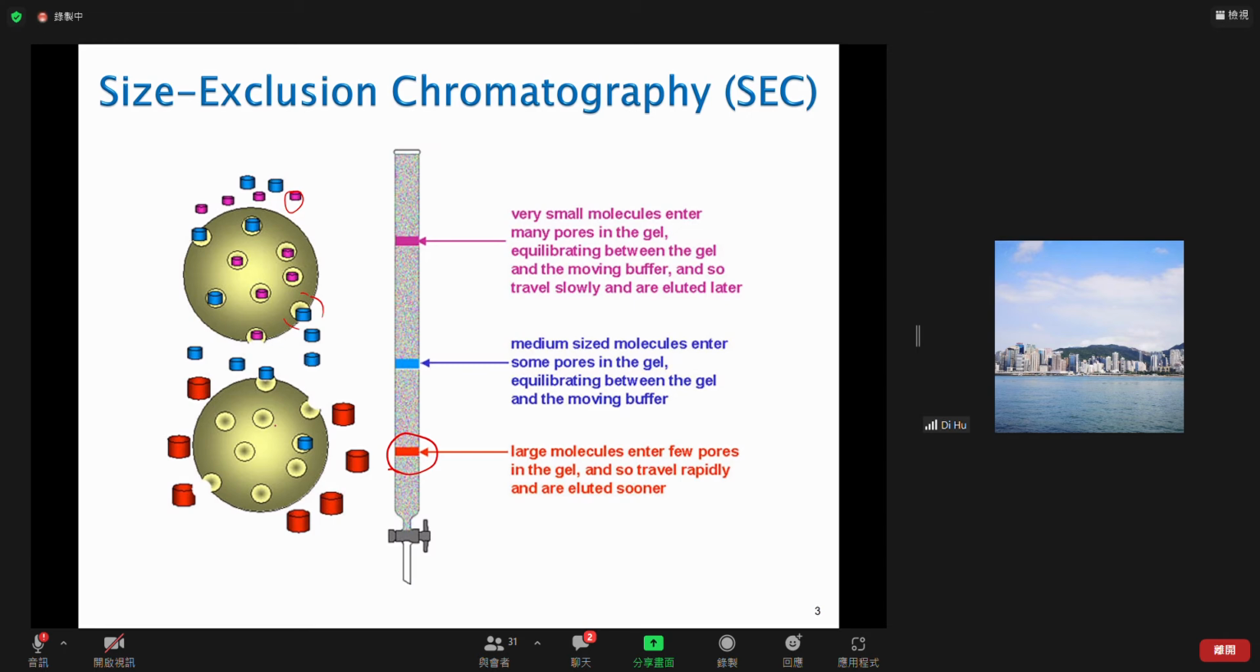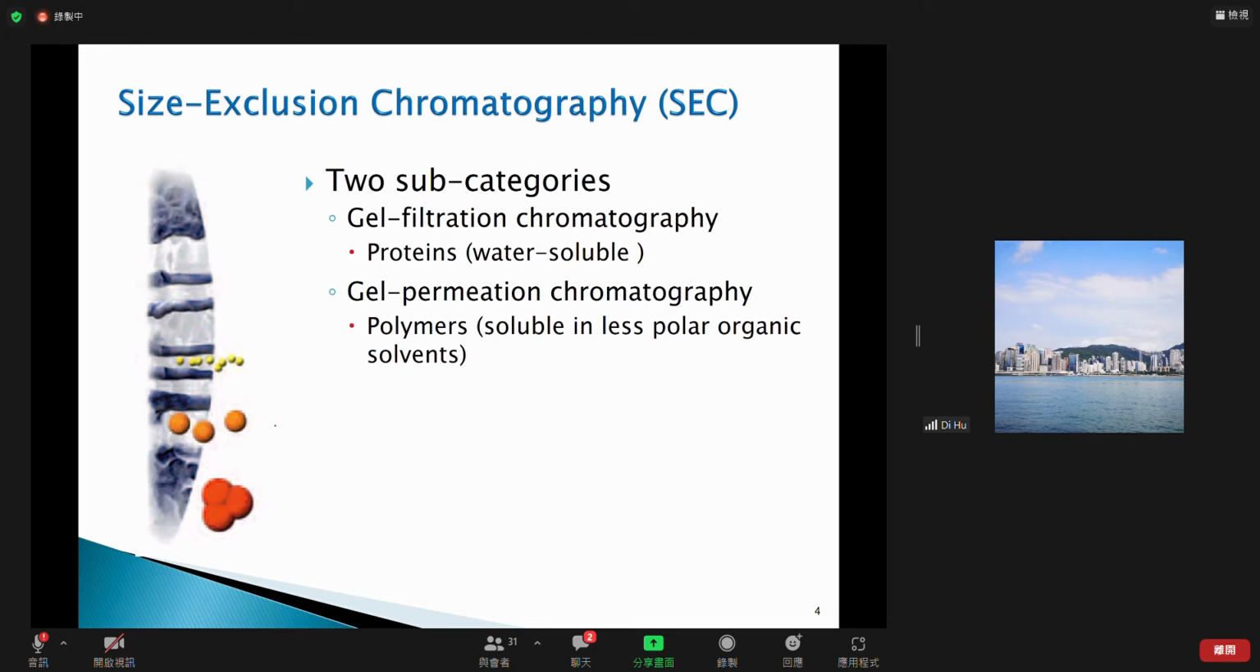So that is easy. Size exclusion chromatography can generally be subdivided further by mobile phase category. For example, we have two subcategories for SEC. One is gel filtration chromatography, the other is gel permeation chromatography. For GFC, the mobile phase is an aqueous buffer. So it deals with samples that are water soluble, for example protein.